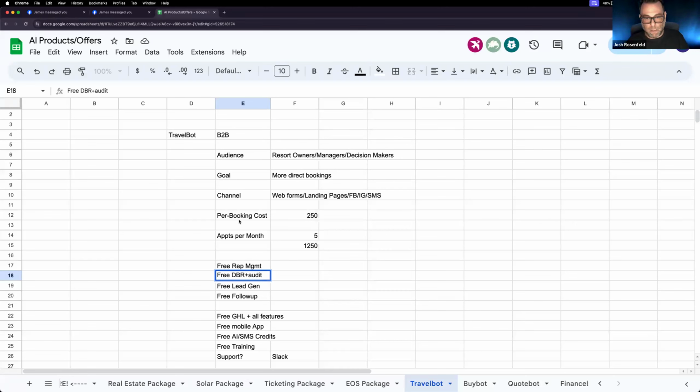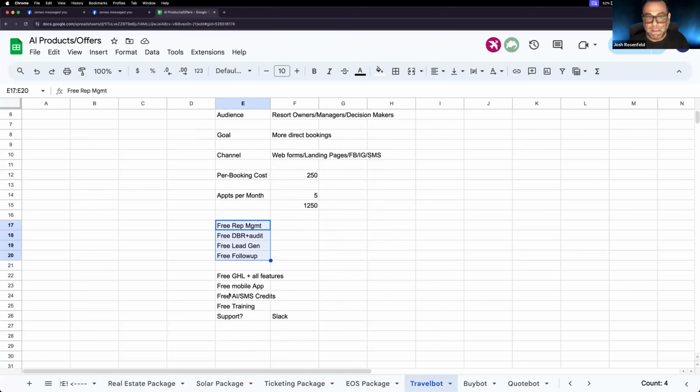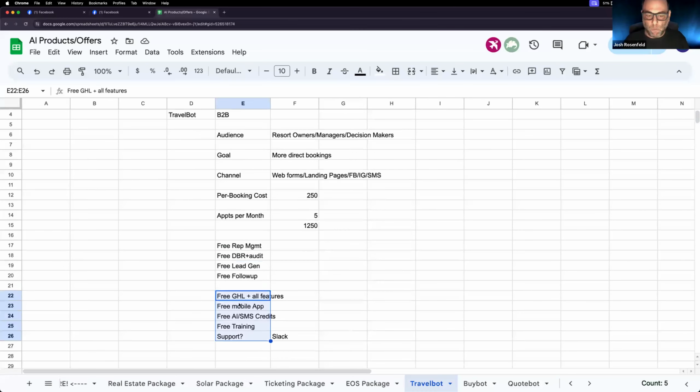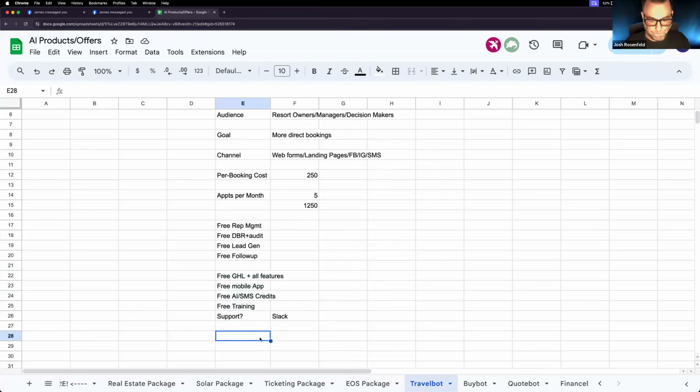So look at this offer stack we have here. Look at all this free stuff. And it's every month. This is monthly. These are things you'll be doing every single month for them. This stuff up here is more of the free services you're offering them. Down here is the free stuff they get just by being with your SaaS, right? Yep. So what could you charge for something like this?